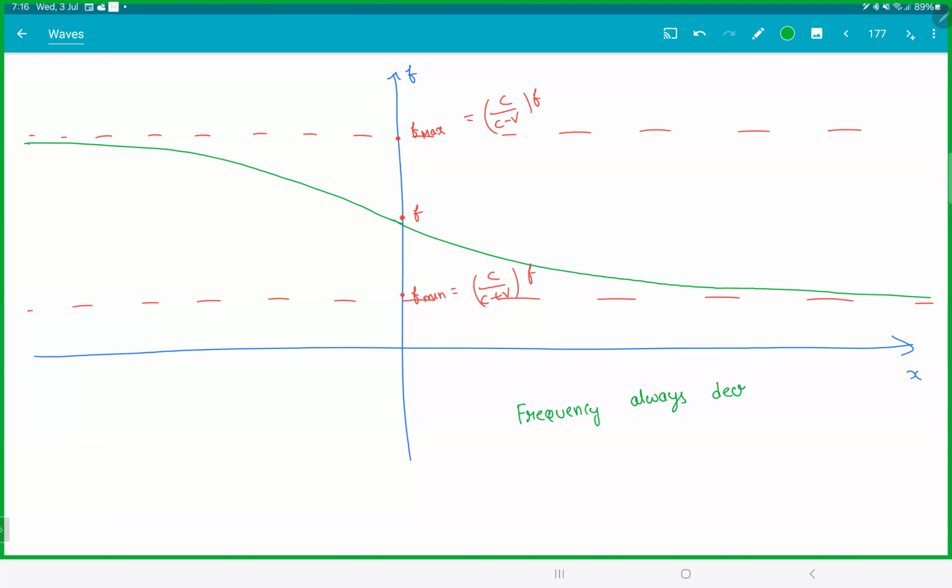Because on the left-hand side, the velocity is towards, but it is decreasing. On the right side, the velocity is away, but it is increasing. So it is reducing more and more. This is how the graph would look approximately. Is this clear, everyone? So at this point here, the F apparent would be F. So exactly when you're on top of that, the F apparent would be F only. There is no change in frequency. So the answer is frequency always decreases. Please have a look at this.